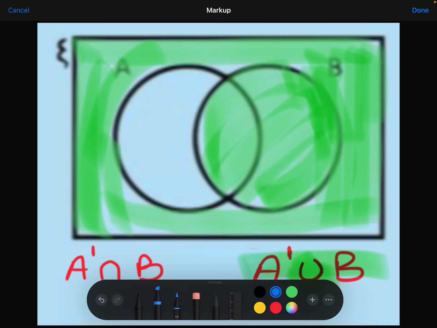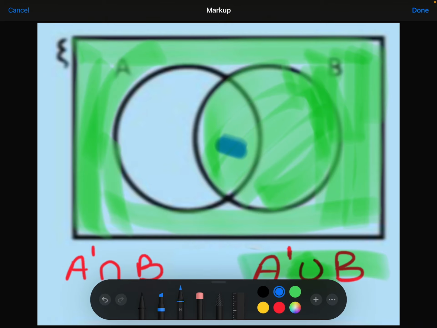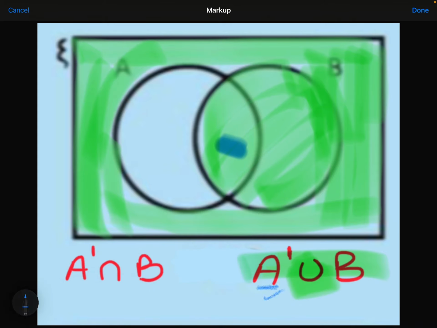So notice with this one, I have actually ended up shading this inside region here, which is in A. So that doesn't necessarily satisfy this one, but that's okay, because with the or in the middle, it doesn't have to be in not A and B, it just has to be in one of them. This bit here is in B, so that's good. It doesn't have to be in this as well, because it's an or.